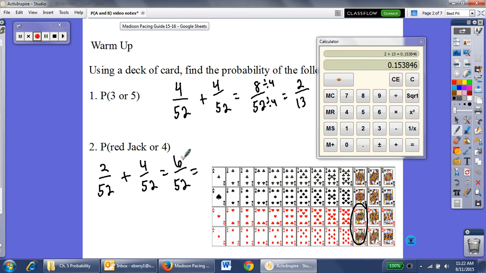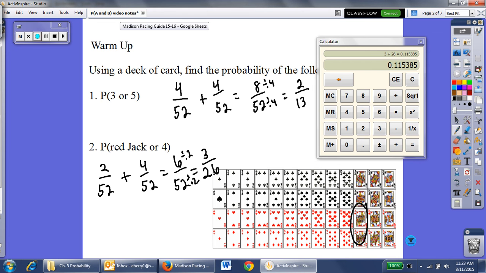Looks like we can divide those both by 2. So we'd get 3 out of 26. And our percent, so 3 divided by 26 gives us 11, about 12% if we round up there. So we'll write that as 12%.